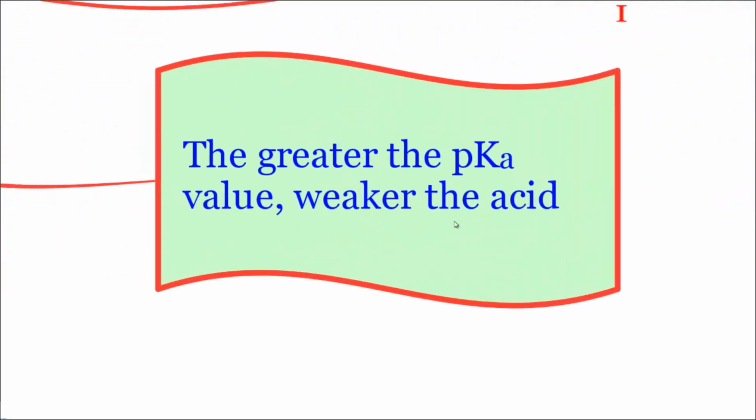Now, how to decide the acidic strength of any acid? That is being done based on the value of either pKa or Ka. What is pKa? pKa is the negative logarithm to base 10 of the dissociation constant of an acid, and that is Ka. Now, the point to remember here is, greater the pKa value, weaker will be the acid. Vice versa is also true. Smaller the pKa value, stronger the acid.